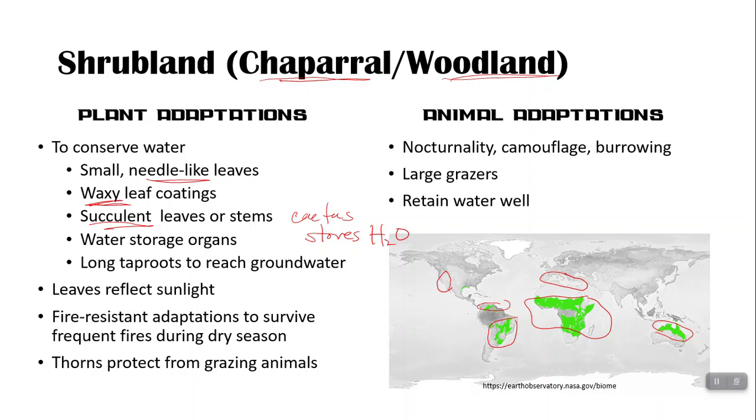And then also they can have these very long roots to reach deep underground to reach groundwater sources, since there's not as much precipitation. It's also warmer in these regions, so the leaves are adapted to reflect sunlight. And then another big thing, there's a lot of wildfires in these areas, which also kind of explains why there's so many wildfires in California, though it's gotten worse.